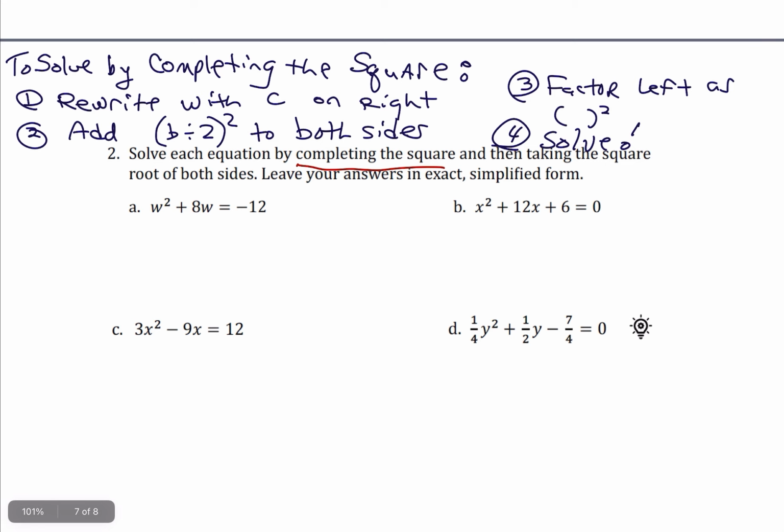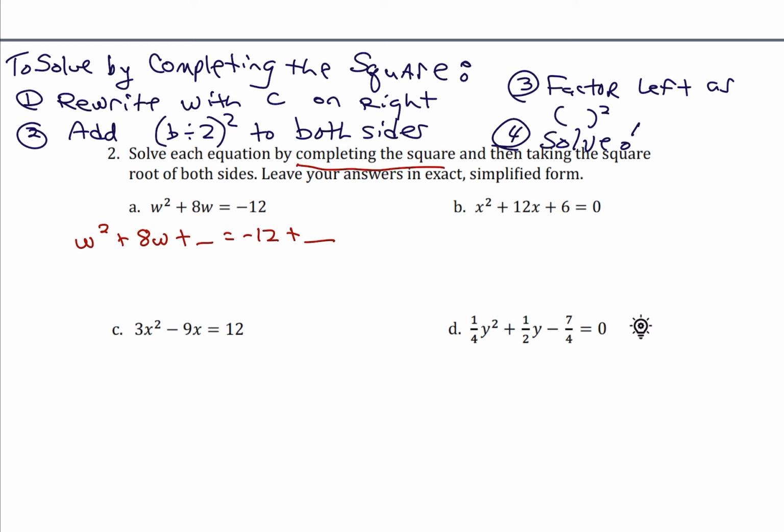And we're going to follow the steps. The first one being rewrite with C on the right. Well, the nice news is that C is already on the right for us, but I'm still going to rewrite it. And I am going to say plus dash, because we're going to have to add in these numbers in step 2. Now, what I mean by C, by the way, is the constant term, the number without the variable.